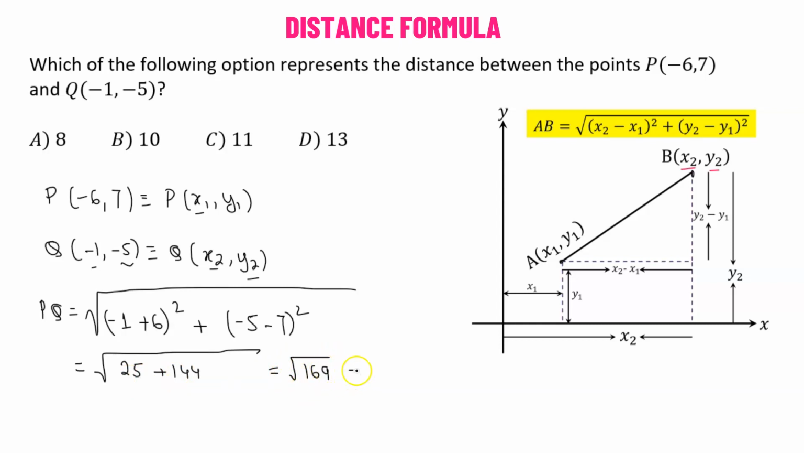169, that's a perfect square. It is going to have a value 13. Since distance is positive, we're getting a positive value, and that means that option D is the correct answer.